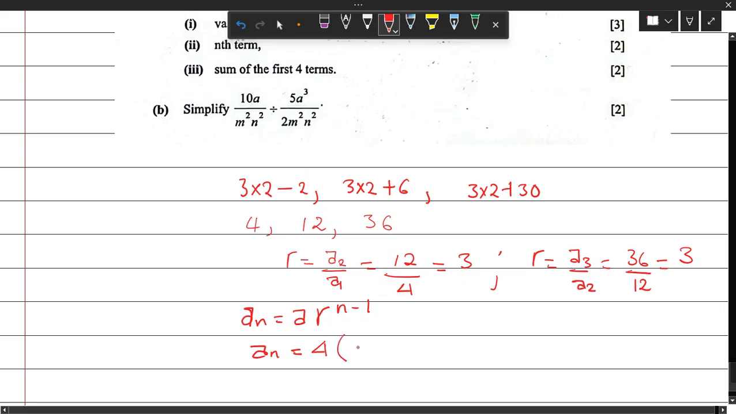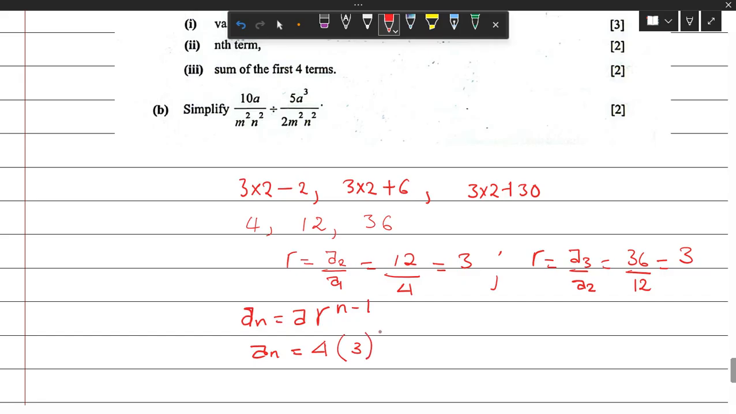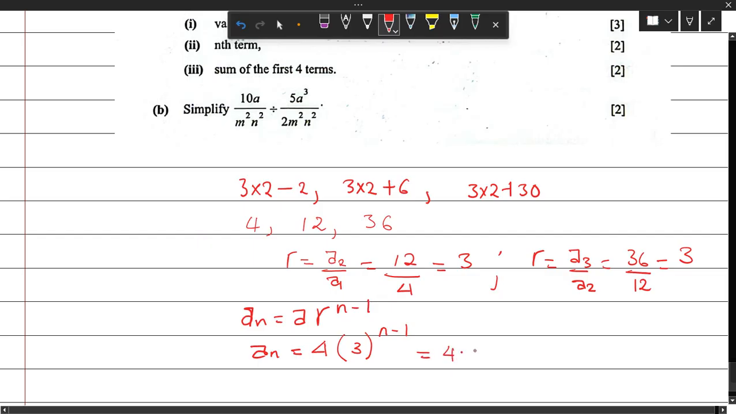Then our common ratio is what? 3 to the power n minus 1. So this is the formula for the nth term: 4 multiplied by 3 to the power n minus 1.